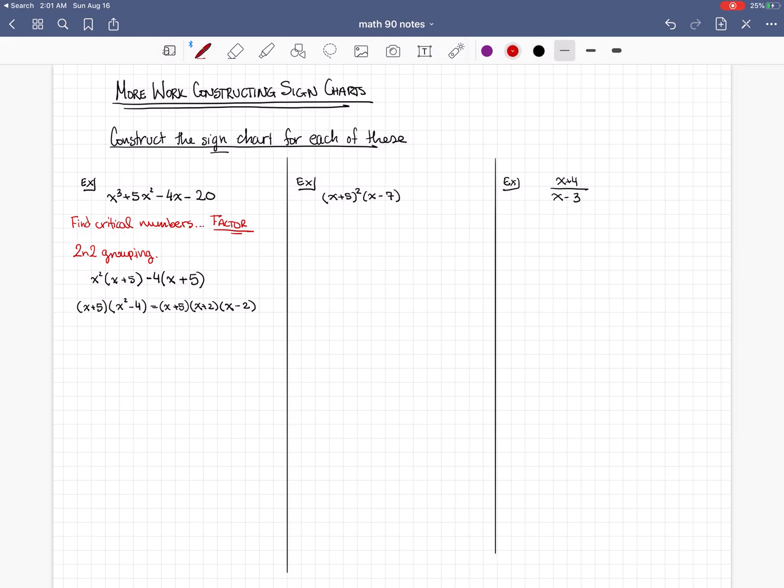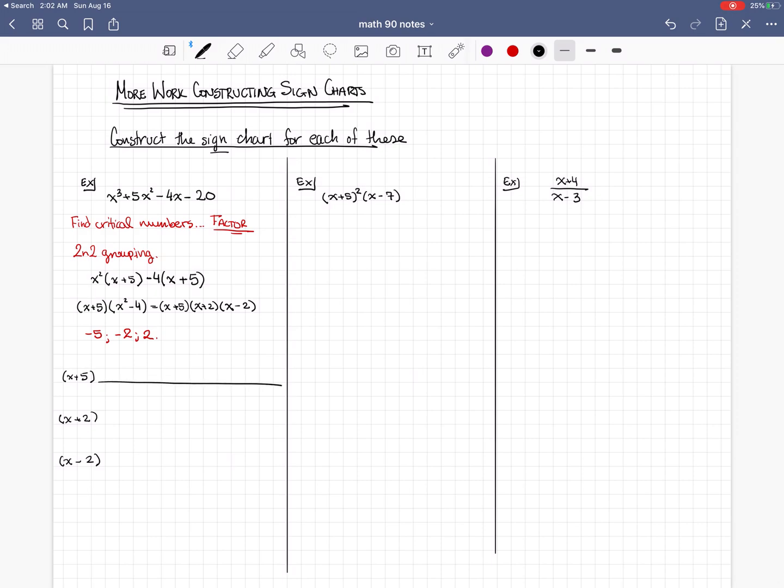All right, so now down to critical numbers. So remember, we're going to set each factor to 0 and see what x has to be. So x plus 5 is 0 when x is negative 5. X plus 2 is 0 when x is negative 2. And x minus 2 is 0 when x is 2. All right, we're going to do exactly the same thing that we did in the last video. So we're going to build up. We're going to look at the sign chart for x plus 5. We're going to look at the sign chart for x plus 2. Multiplication is commutative, so the order in which you do these does not matter.